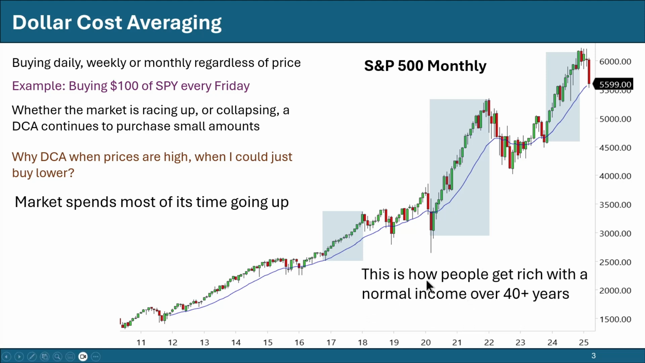Most normal people with normal incomes, this is how they get rich over 40 plus years. This is how they set themselves up for retirement. Buying a little bit every week, every month, and then they look in 40 years and they say, wow, I have all this money. And that's from doing this dollar cost averaging method.